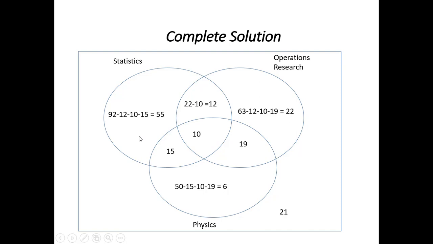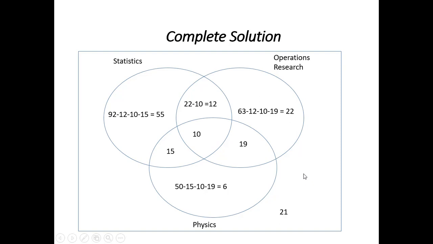We have to do something similar to figure out the number of students that take just operations research. I know there was 63 total taking operations research, but we have to subtract the 12, the 10, and the 19. And so that gives us 22 just in operations research. I know physics has a total of 50. We have to subtract out 15, 10, and 19. So that leaves us 6.